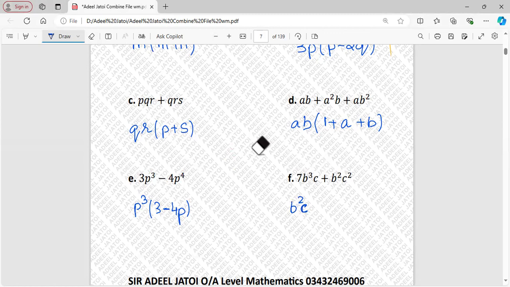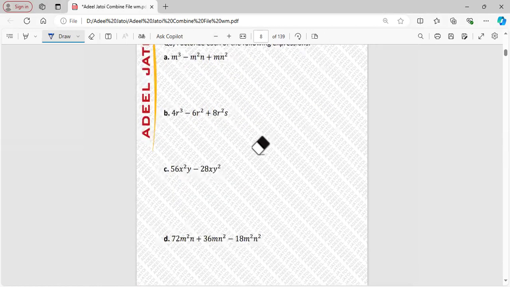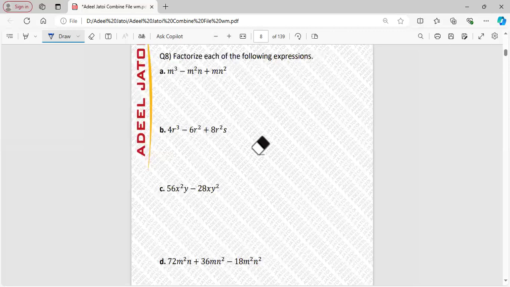In this, we can find that b square c is common. What are we left with? 7b plus c. That will be taken into consideration for part F. This is question number 8. Kindly attempt question number 8.